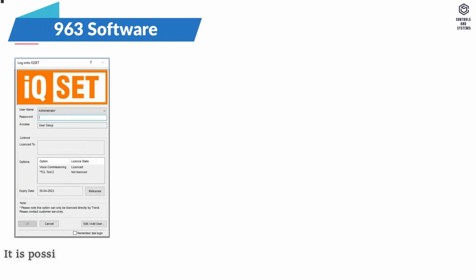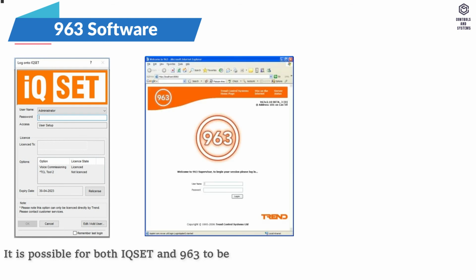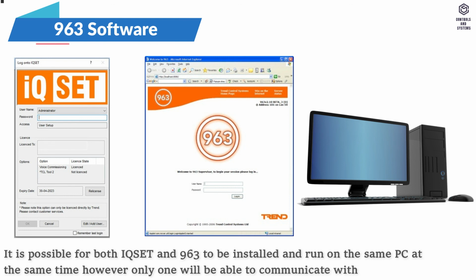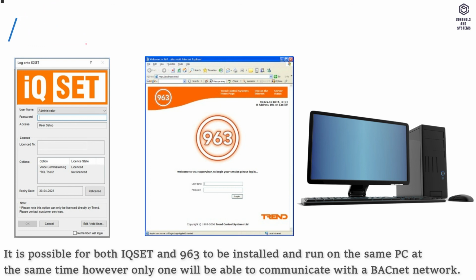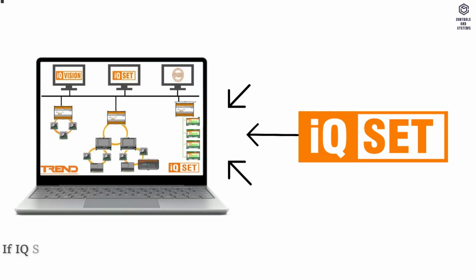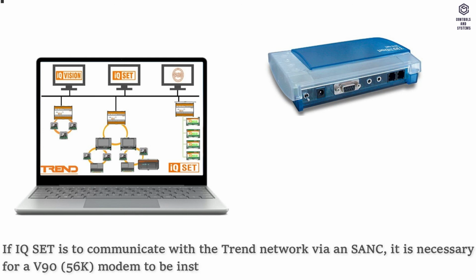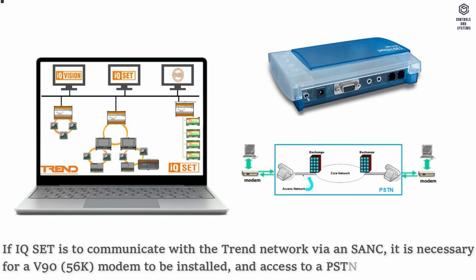963. It is possible for both XA and 963 to be installed and run on the same PC at the same time. However, only one will be able to communicate with a BACnet network. Communication. If IQSET is to communicate with the Trend network via NSYNC, it is necessary for a V90 56K modem to be installed, and access to a PSTN line is required.